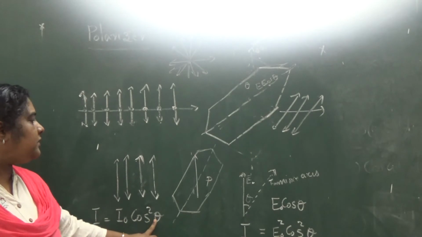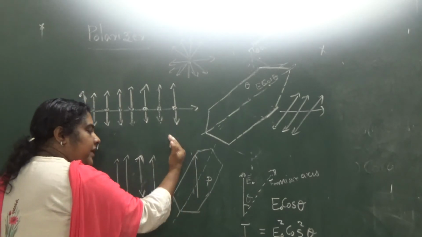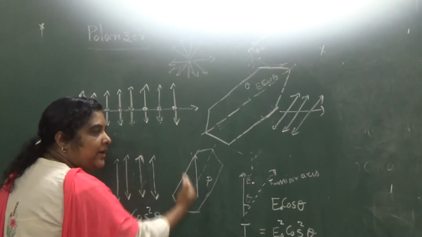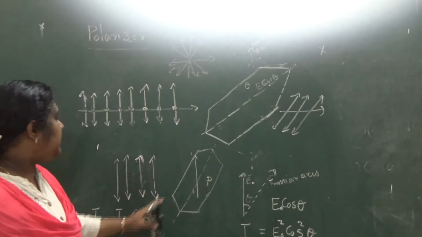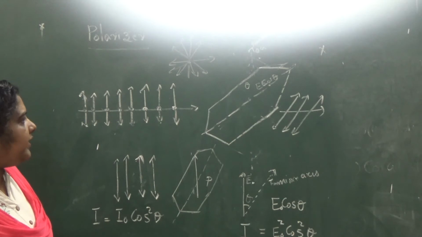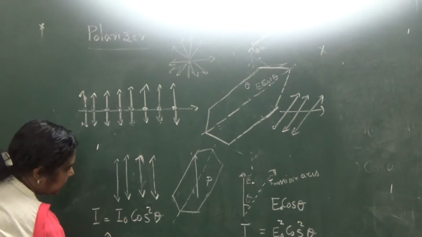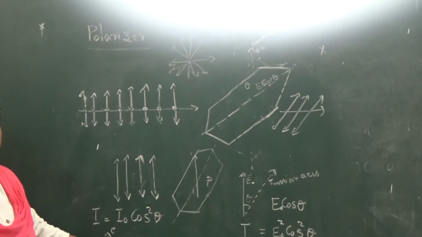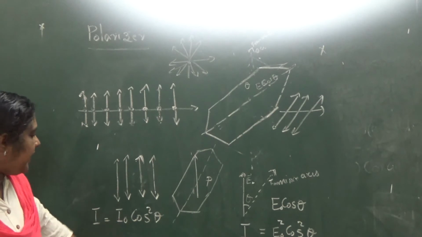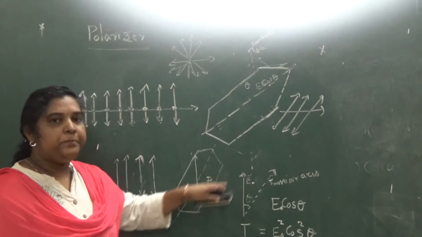So when theta is equal to 0, that means the transmission axis and the plane of vibration of the electric field are parallel. Theta equal to 0 gives maximum intensity outside. When theta is equal to 90 degree, this is our plane of vibration, and the transmission axis will be like this, perpendicular. E cos 90 is 0. So you won't get any light, or any intensity, after passing through the polarizer.